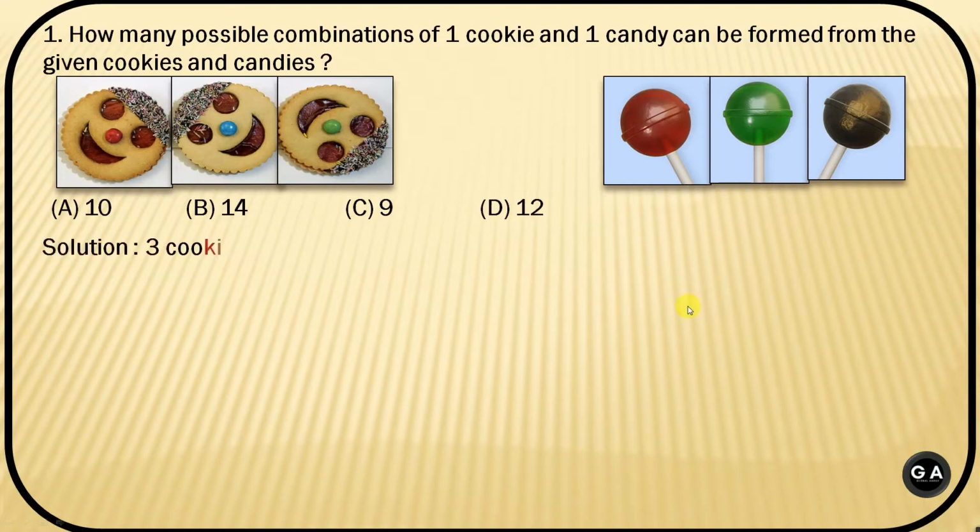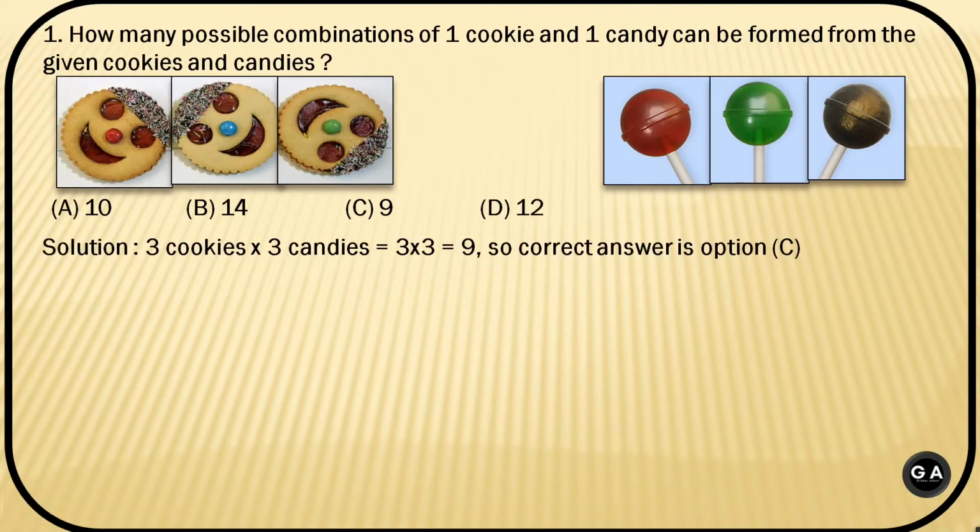Well, to solve this, the simplest way is just multiply the 3 cookies with 3 candies. So 3 cookies multiplied by 3 candies equals 3 multiplied by 3 equals 9. So the correct answer is option C.